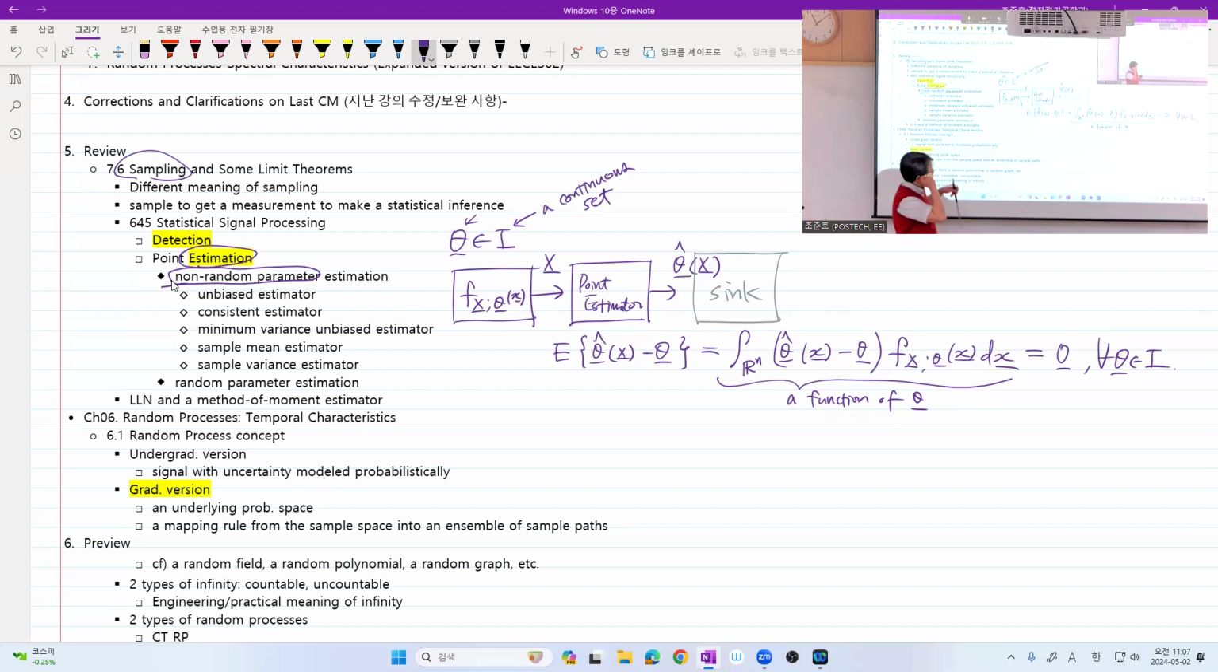We may define the unbiasedness of an estimator, but the existence of an unbiased estimator is not guaranteed given the problem, given the observation model. So this is the definition of unbiasedness.